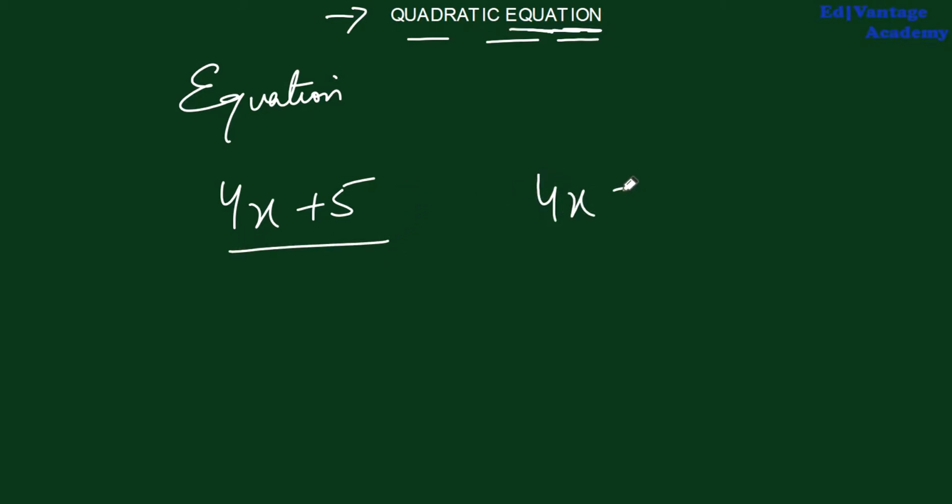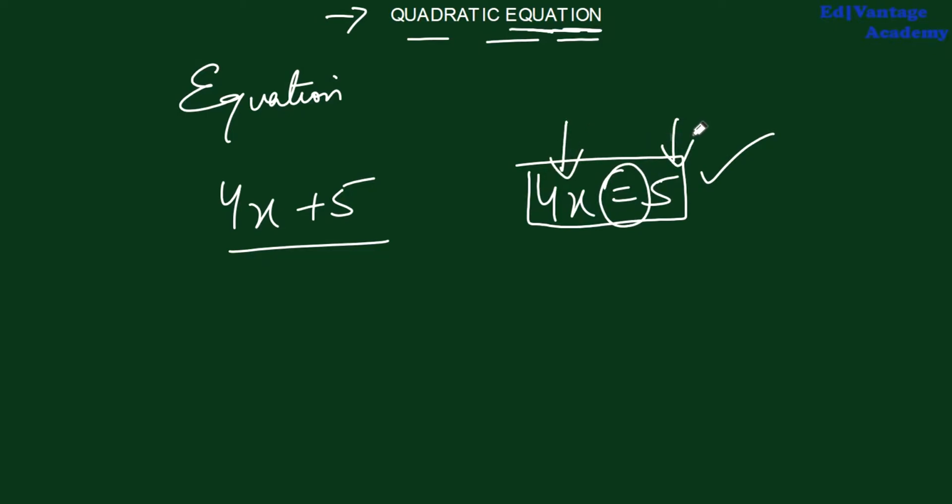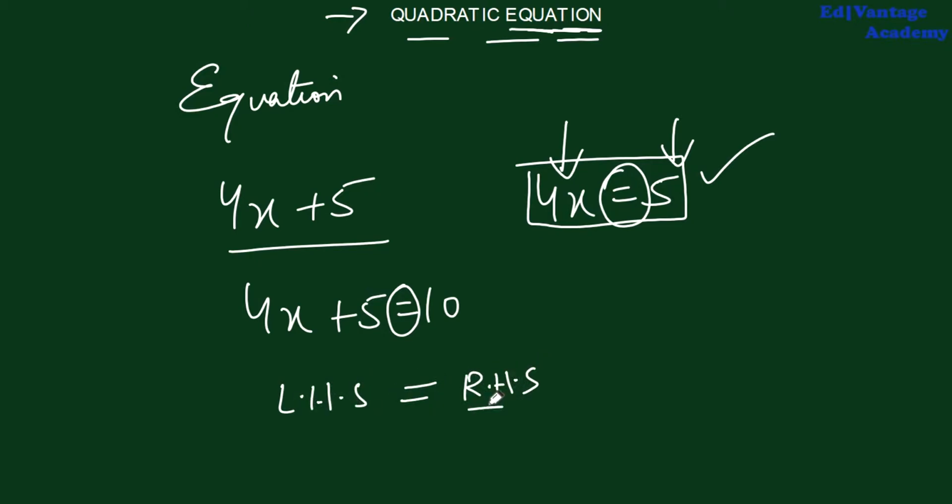Same thing if I write 4x is equal to 5. Is this an equation? Yes, this is an equation because you can see there is an equality sign. There is a left side and a right side. If I write 4x plus 5 is equal to 10, is it an equation? It's an equation. So when you have an LHS, an equality sign and an RHS, no matter what is in the RHS or LHS, it can be 0 also, but if the equality sign is there, it's an equation.